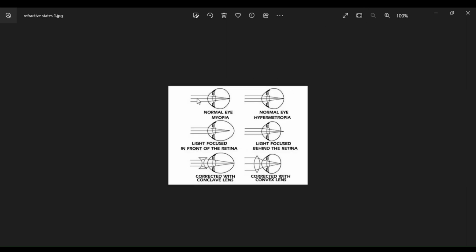Here is, again, a normal eye. Parallel light is coming in, focuses right on the retina. An eye with myopia, parallel light coming in, focuses in front of the retina. We put a negative powered concave lens in front of the eye. It's going to focus it back onto the retina there.